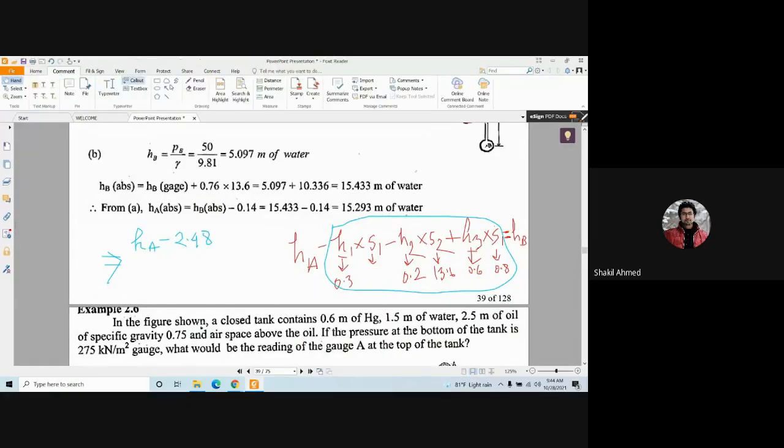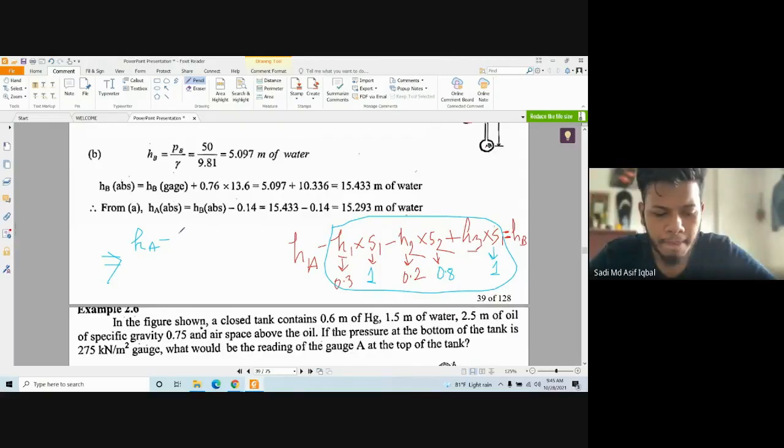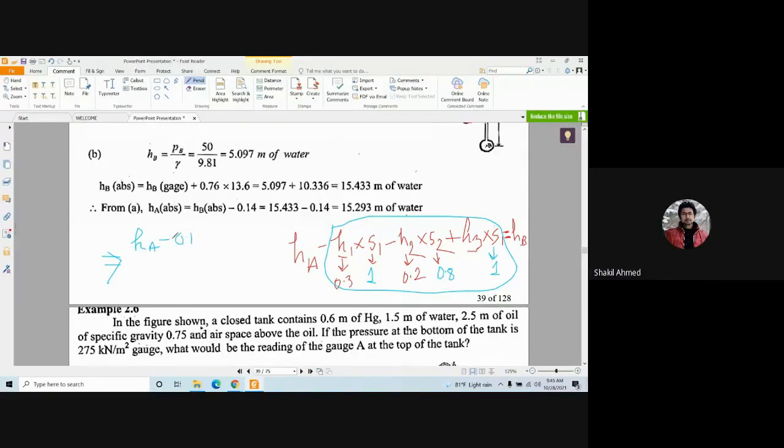So this is water. So this will also be water, 1. And S2 is actually 0.8. S2 equals 0.8. Now tell me the value, please. Sir, 0.14. 0.14. Negative, right? Yes, sir.